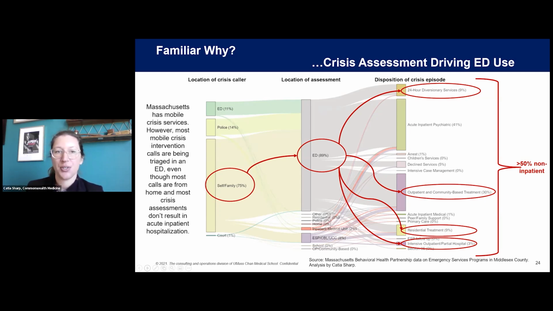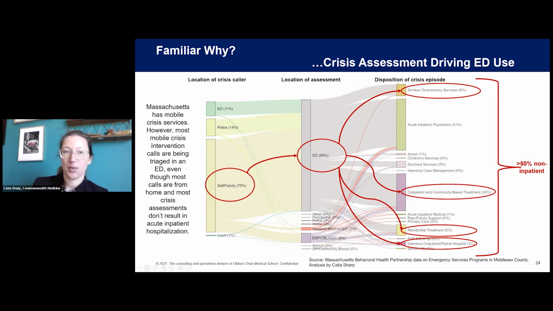So on the left-hand side, you're seeing the location of the person calling, seeking to access a crisis assessment, which is a determination as to whether an individual requires a hospital level of care or not. And you can see that the location of the crisis caller was either in the ED, so they either went to the ED and sought a crisis assessment, or the police may have interacted with someone through the 911 system and asked for a crisis assessment, or the most common way, 75% of individuals themselves are calling for a crisis assessment. They're calling this provider entity to come out to their house or to wherever they are and do that crisis assessment.